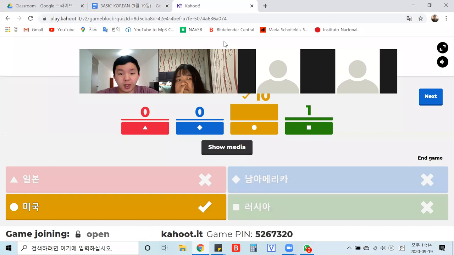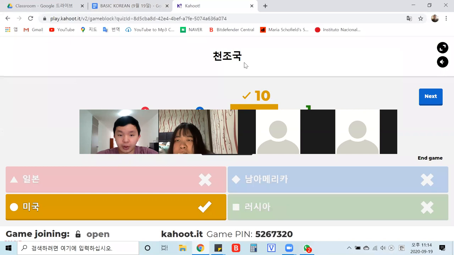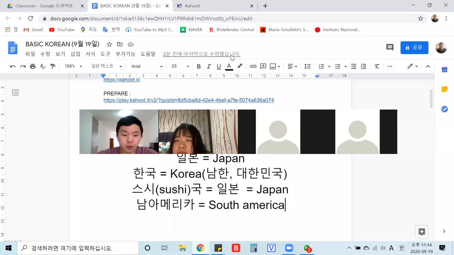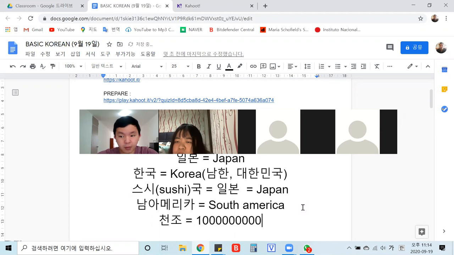What about this one? Can you see the title here? I put that as 천조국, 천조국. This is about the number. 천조 is an amount of a number: 천만, 십만, 백만, 천만, 억, 십억, 백억, 천억, 조, 십조, 백조, 천조. This is the amount of the number. This is what we call 천조.